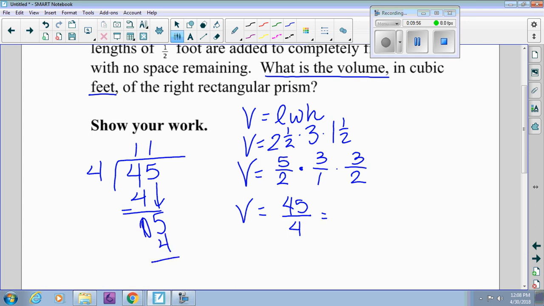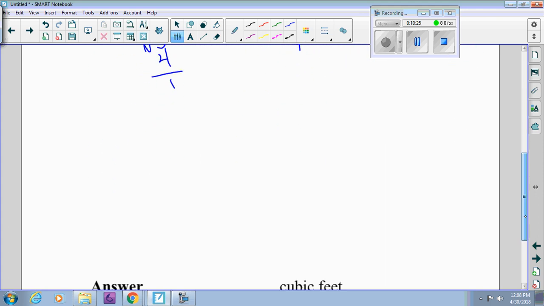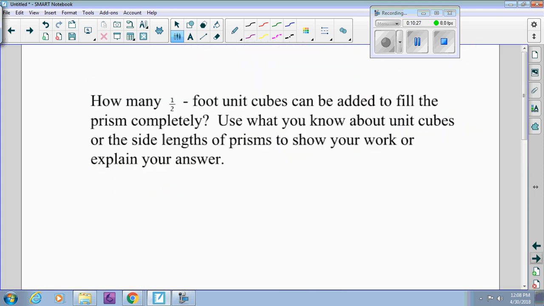It's going to give you 4. So you're going to get 11 and 1/4. So the volume equals 11 and 1/4 cubic units, or cubic feet, I should say. So the volume is the volume is the volume. They're trying to trick you right now by telling you the half-foot cube things. The volume of something is not going to change depending on what you fill it with. The volume is going to be whatever the volume is going to be. So in this case, 11 and 1/4 cubic feet.